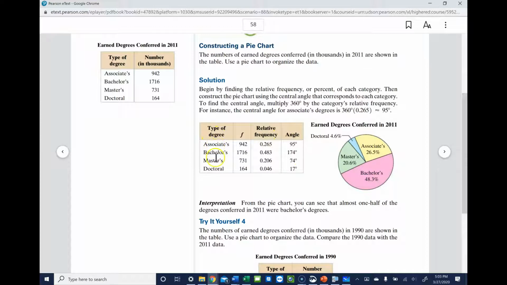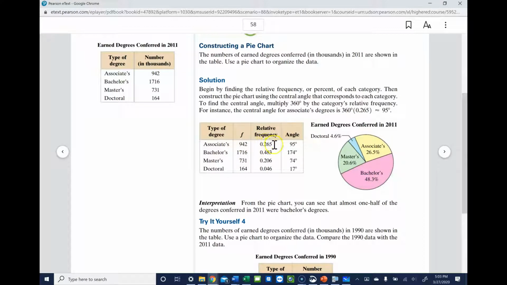We have types of degrees: associate's, bachelor's, master's, and doctoral. And here are frequencies for those different degrees. There's 942 associate's degrees in the sample. There's 1,716 bachelor's degrees in the sample, and so on. And then it gives the relative frequency.